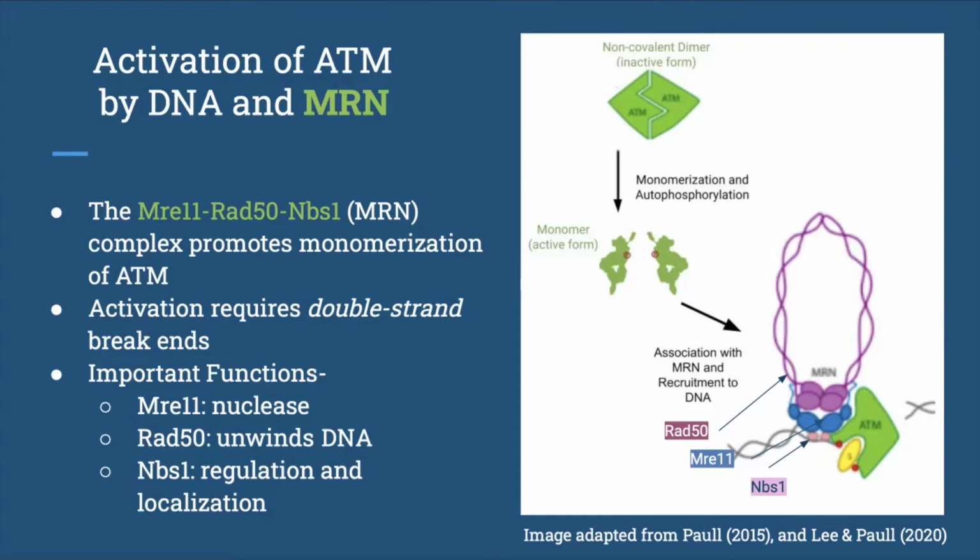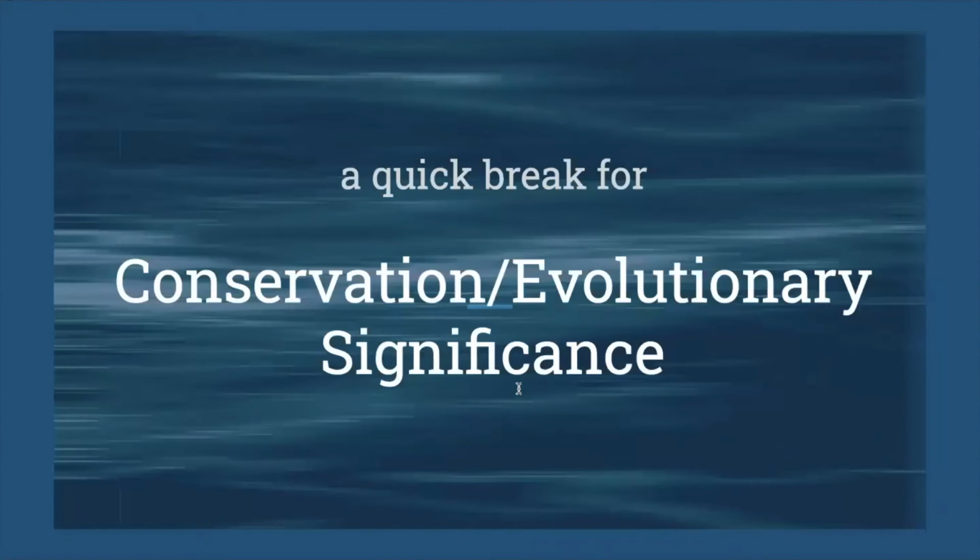The actual size of the double-strand break is very important for this process. ATM activation favors long DNA strands with blunt or short overhangs. These overhangs should be less than 25 nucleotides. Longer overhangs behave more like single-stranded DNA breaks, and this type of repair is typically mediated by a different but similar protein called ATR. So let's take a quick break and talk about the conservation of the ATM protein and MRN complex across kingdoms.